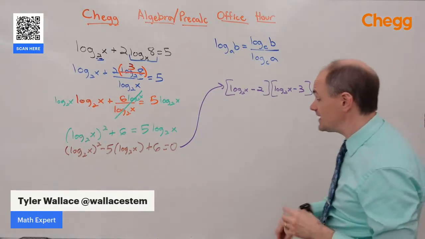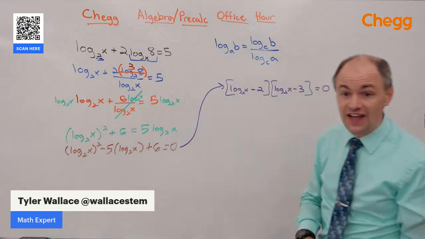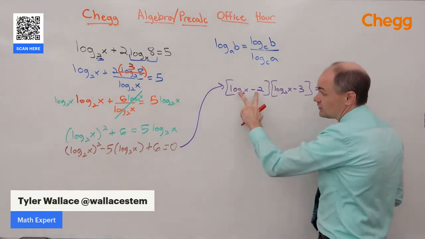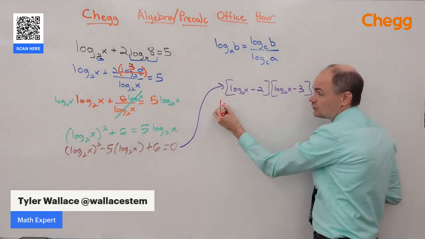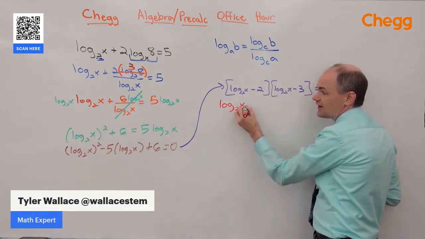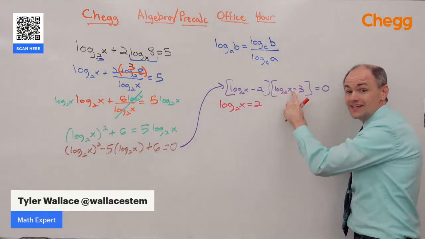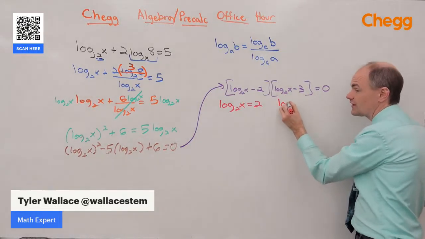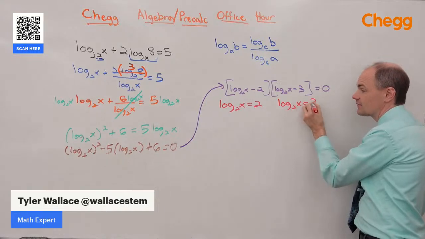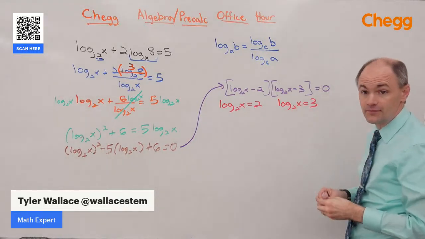The nice part about being in factored form is I can set each factor individually to 0. So if this one equals 0, I can add 2, and we know that log base 2 of x is equal to 2. I set this one equal to 0, and we can add 3 to both sides, so I know that log base 2 of x is equal to 3.